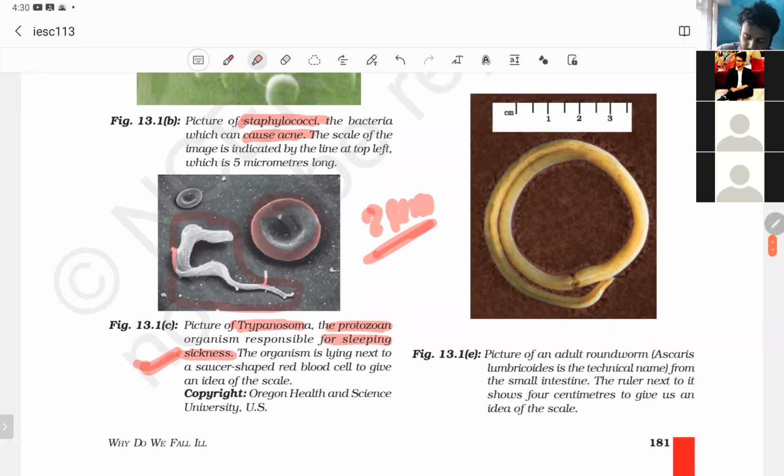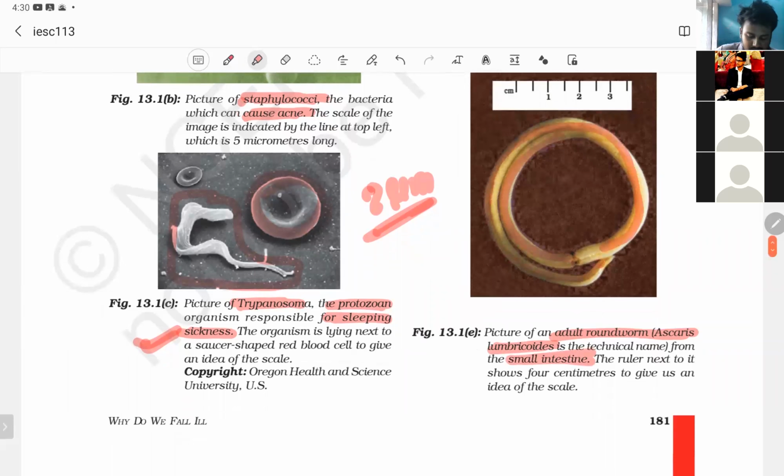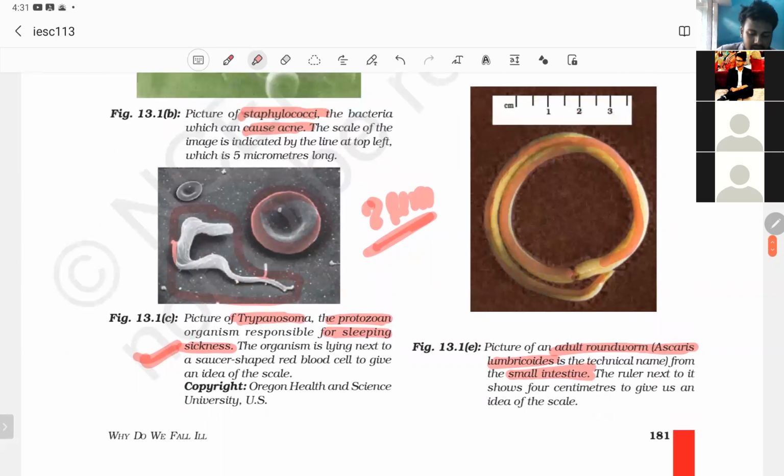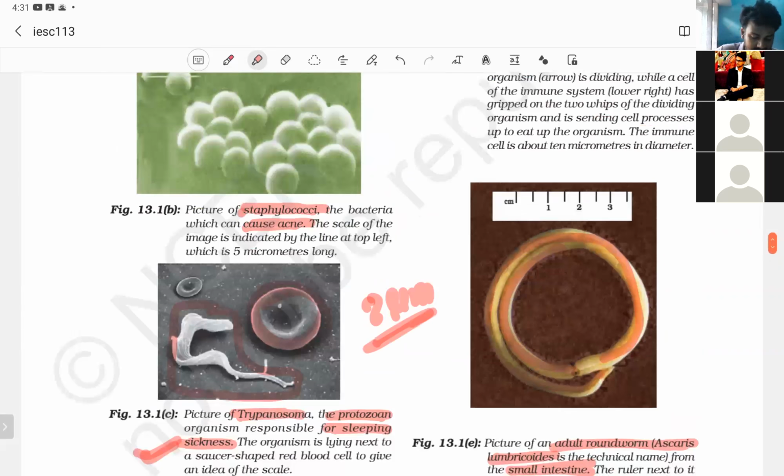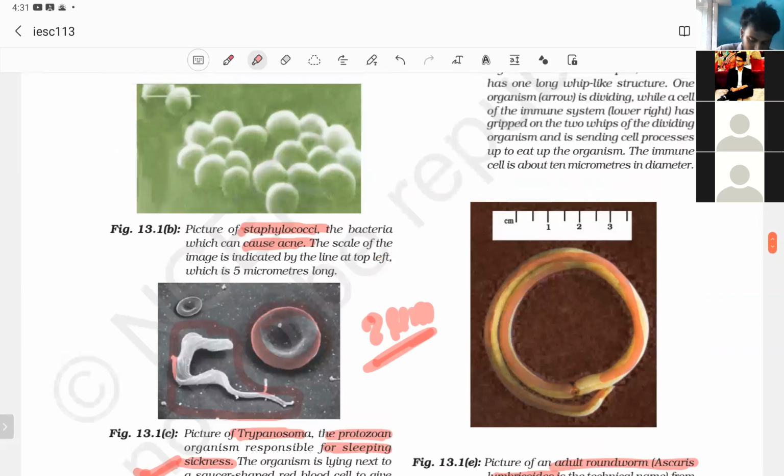And this one is the picture of an adult roundworm which I was talking about lately. This is Ascaris lumbricoides, the technical name. It is present in our small intestine and large intestine, not really the stomach, and this one causes lots of diarrhea and all those things, right? So these are the organisms which are given in your NCERT, and you should be aware of them.